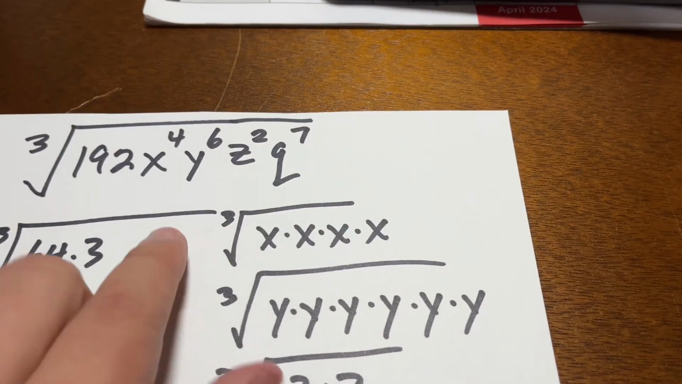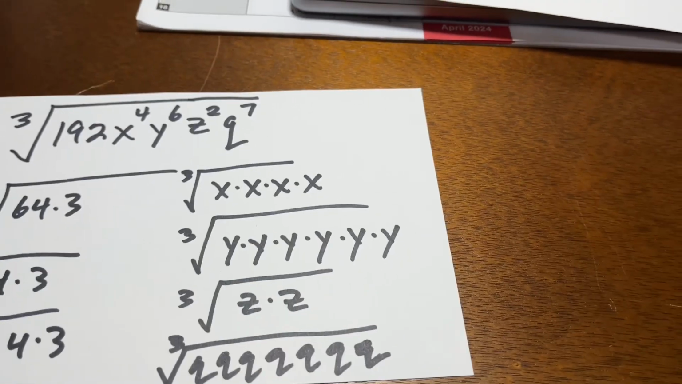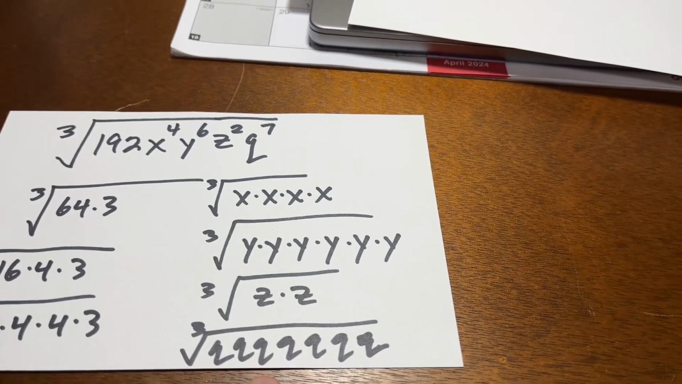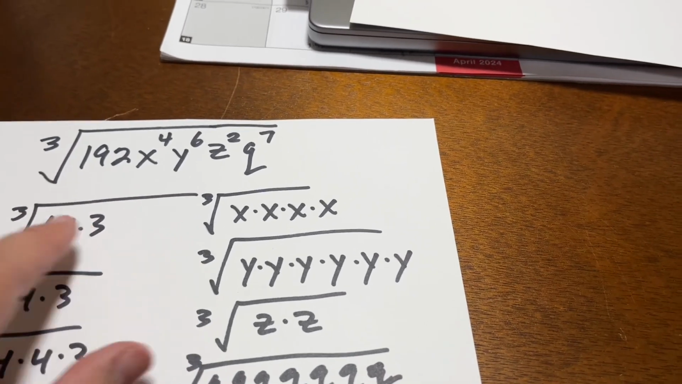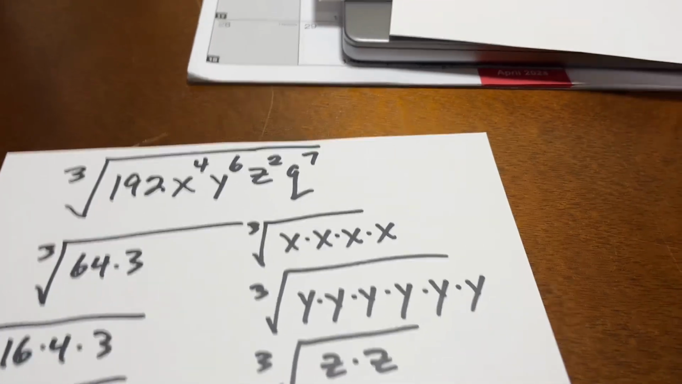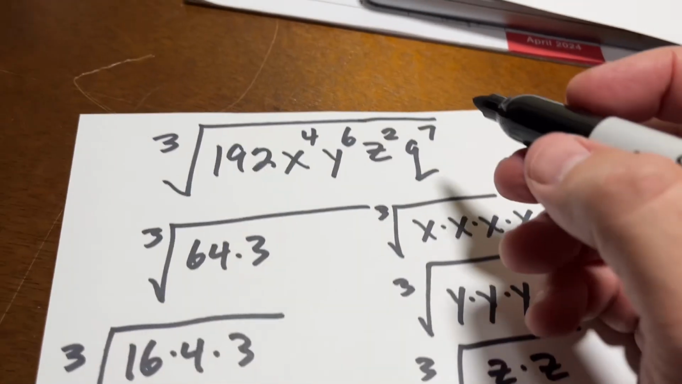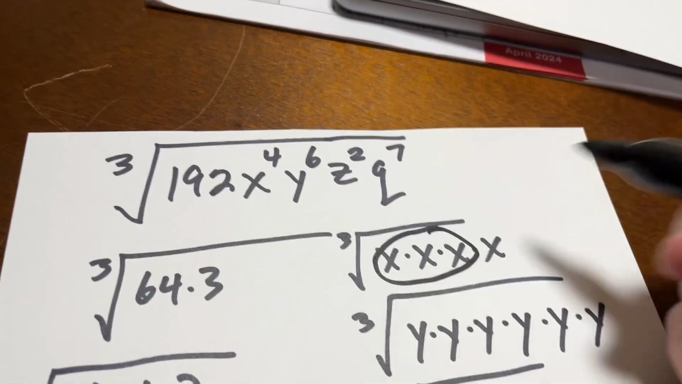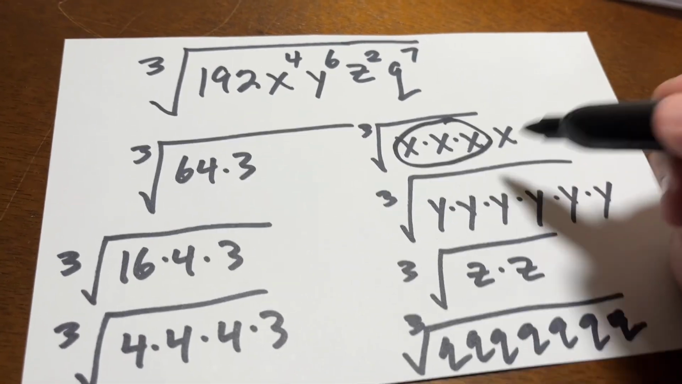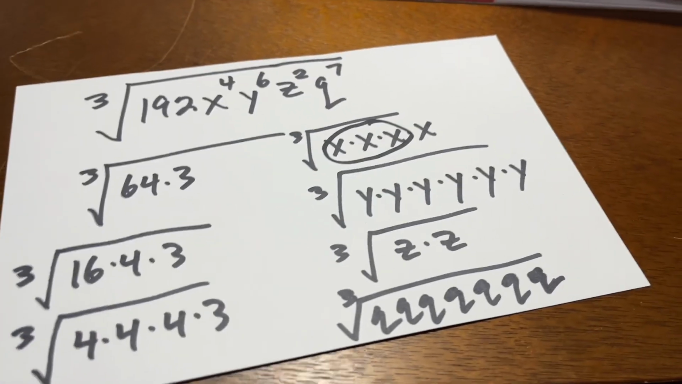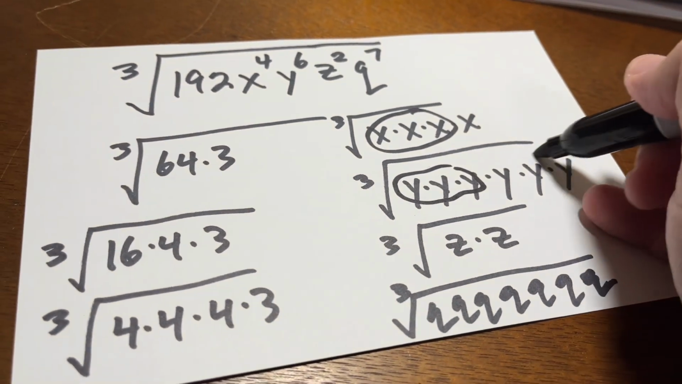Now, one way to do this is to write out 4 x's like this, and 6 y's like that, and 2 z's, and 9 q's, or excuse me, 7 q's like that. And since it's a cube root, we're looking for 3 of a kind. So if I mark through this, I could circle some of these. Like I could circle here and say that's 3 of a kind there with 1 left over. Here I have a couple of different sets of 3 of a kind. So I have these, 1, and then another one there.